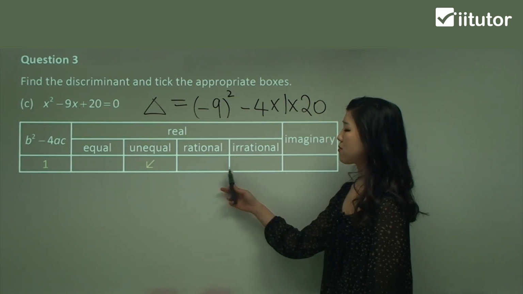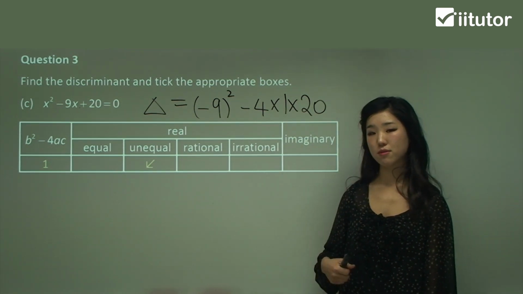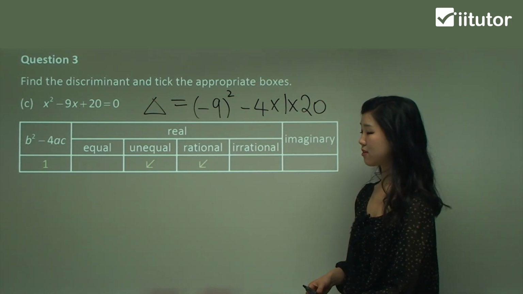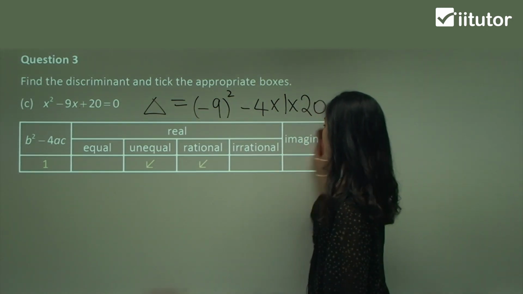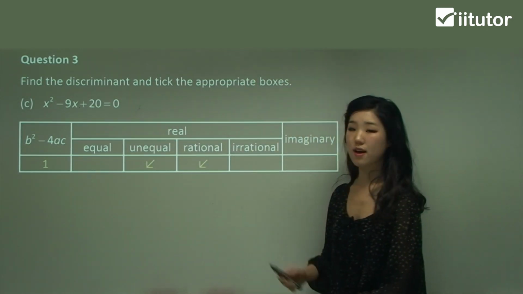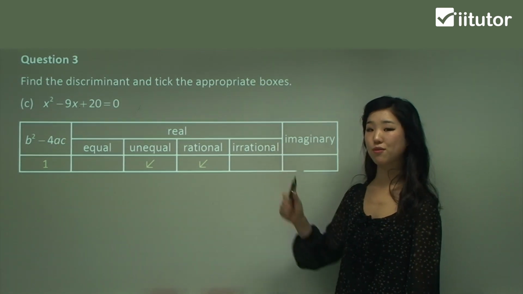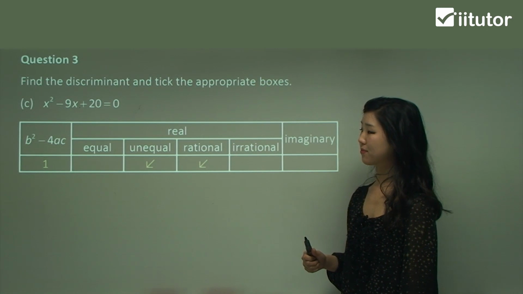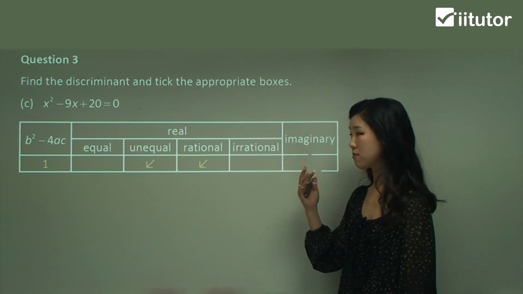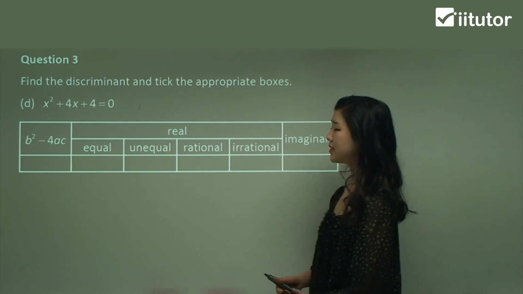Now, think about if it's rational or irrational. Root 1 is a rational number, isn't it? So the whole solution will be rational, since the discriminant is rational. So the two types of roots this kind of function can have are unreal roots and rational roots, which are real roots. Have a look at those, and always think about the square root of the discriminant to determine the roots. That's question 3c. Let's move on to d.